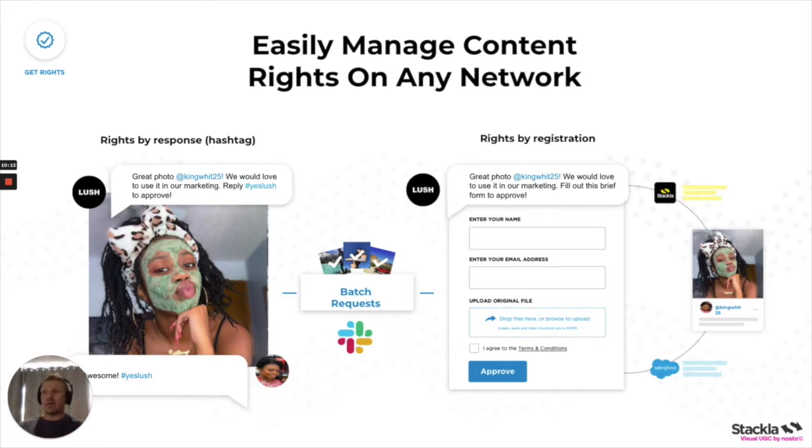call a hashtag method. So in this method, if the post had come, for example, from Twitter or Instagram, you would get the content within Stackla, you'd find that content. You would then, through the tool, reply to the content creator saying, look, we love this post. Are you okay with us using this? In this case, reply with hashtag YesLush, could be your own brand hashtag, to approve. Once that content creator replies with that hashtag, it's marked as approved within Stackla, and you now have the rights to use that content in your marketing.